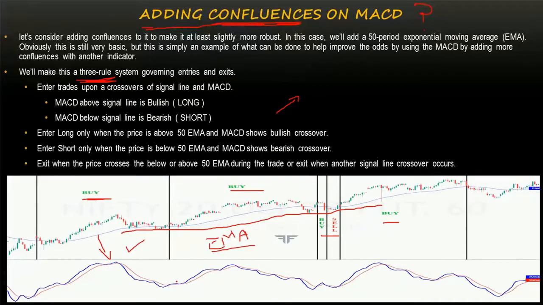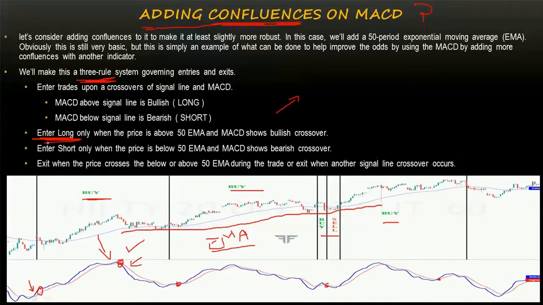Number 1. Enter trades upon a crossover of MACD and the signal line. Number 2. Enter long trades if MACD is crossing above the signal line. Number 3. And enter short trades if MACD is crossing below the signal line. But the important step comes here.